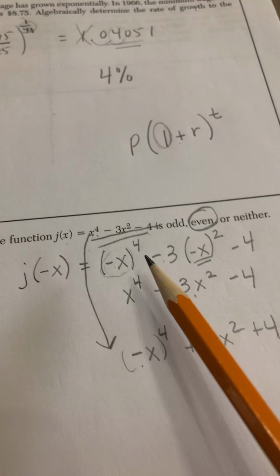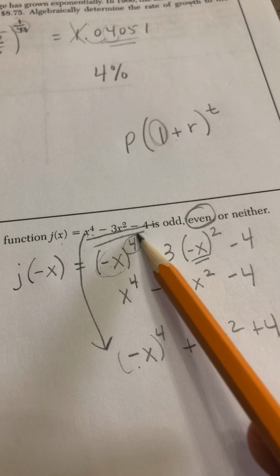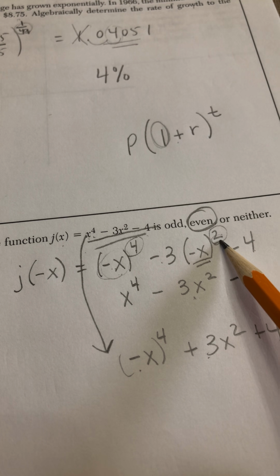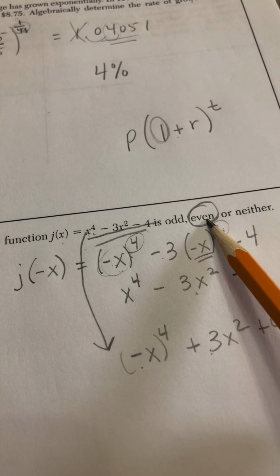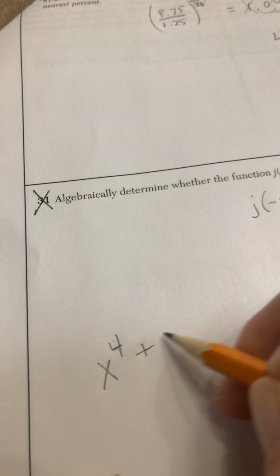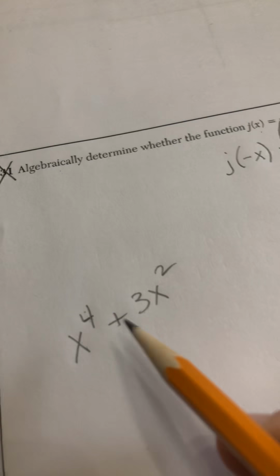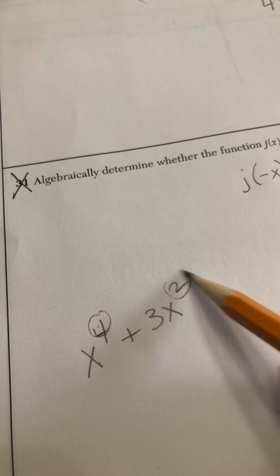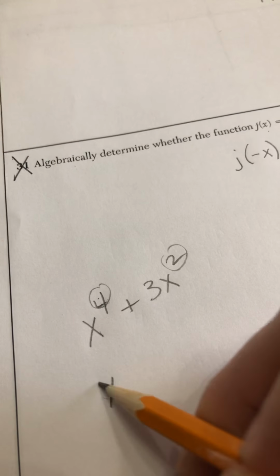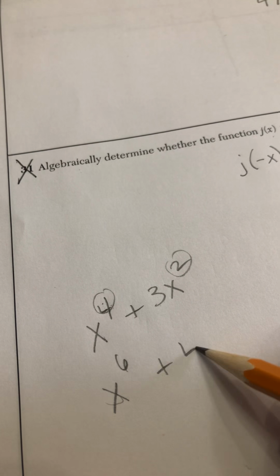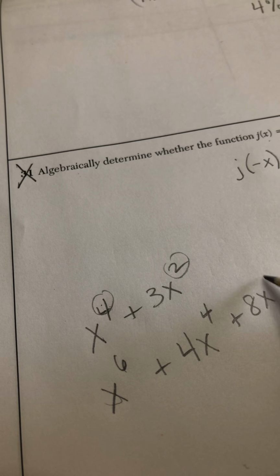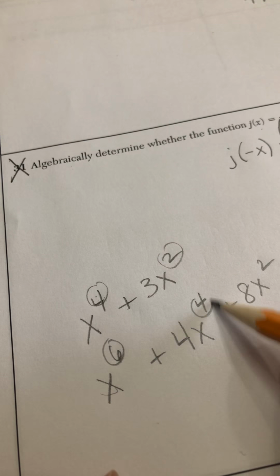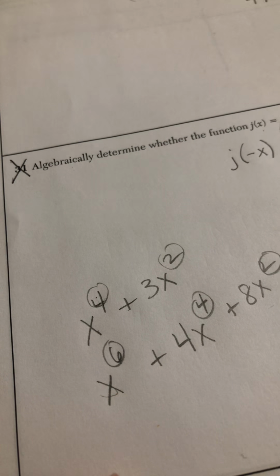Here's a little clue for you. Notice how all of the exponents that you see are even. If every exponent you see is even, the function is even. So here's an example. X to the 4th plus 3x squared. Boom. That's going to be an even function because everything is even in the exponents. X to the 6th plus 4x to the 4th plus 8x squared. See? Even, even, even. This would be an even function.